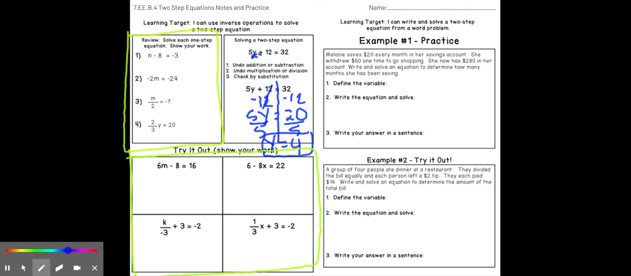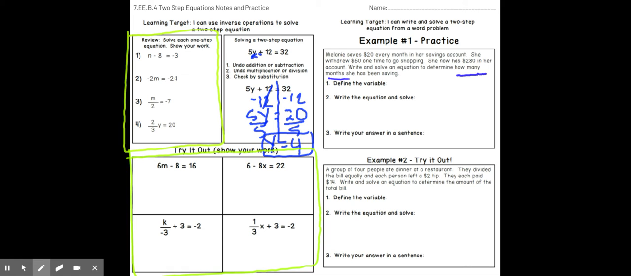So in this situation, our first example we'll do together is Melanie saves $20 every month in her savings account. She withdrew $60 one time to go shopping. She now has $280 in her account. Write and solve an equation to determine how many months she's been saving. So that's going to be my key, this how many months has she been saving.